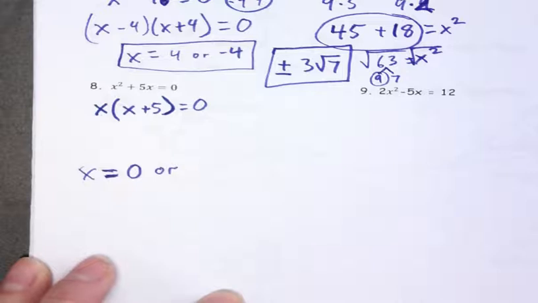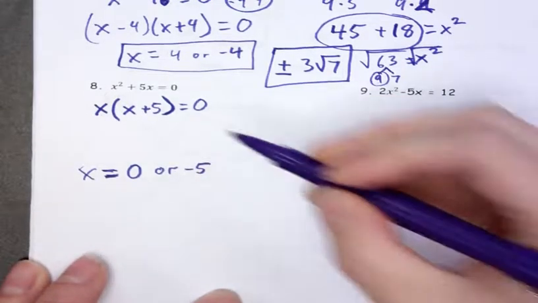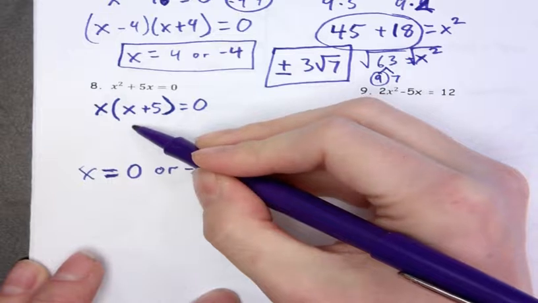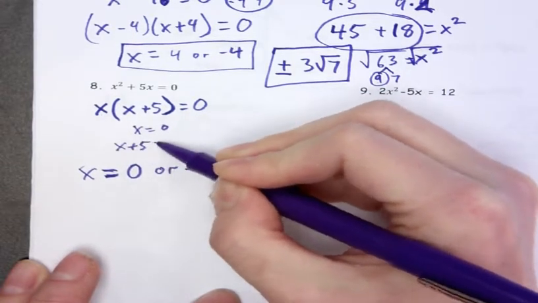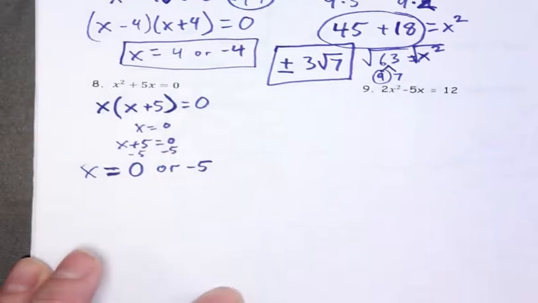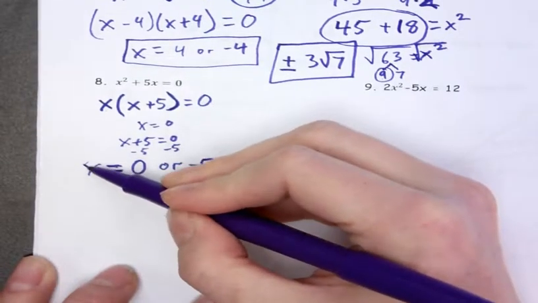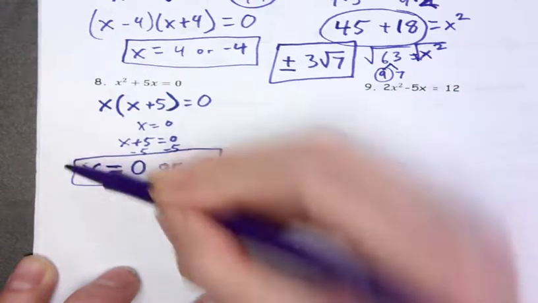Negative 5, yeah. And so again, I just split it up into 2. So I'm like either x equals 0 or x plus 5 equals 0, which means I do minus 5. So if you factor out an x, 0 is one of your possible answers.